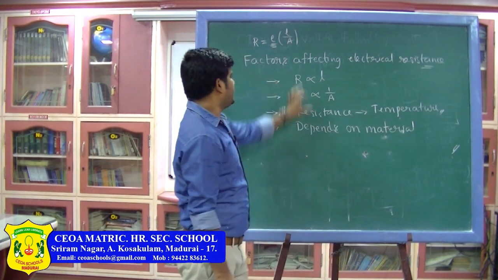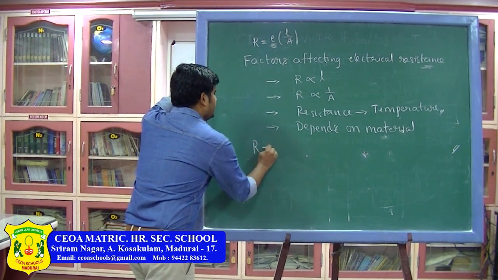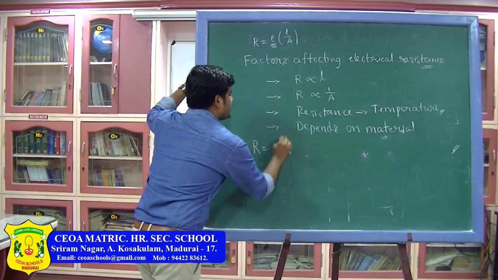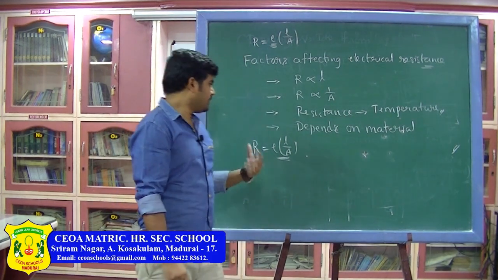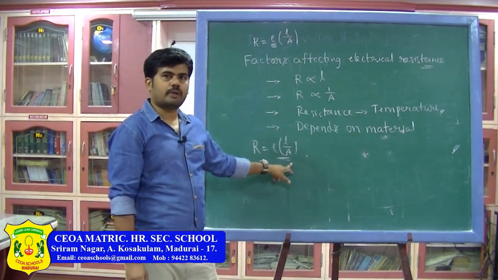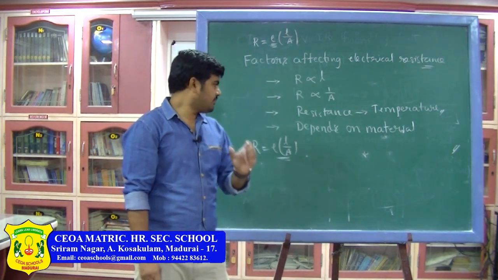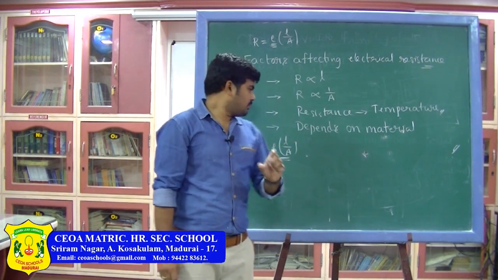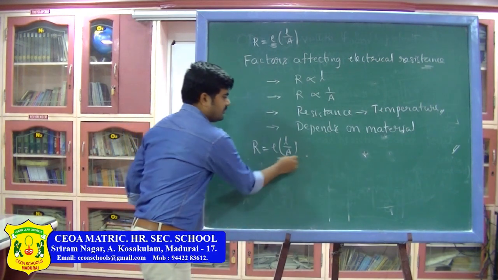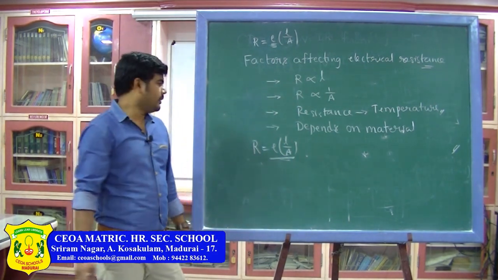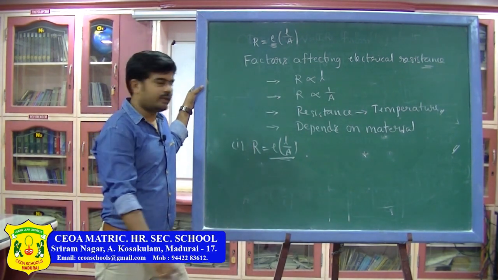Now, taking this equation, R equals rho L by A, let us get different forms of it. In the problem they will give different data; sometimes they will give volume, sometimes the mass of the wire. So, different physical quantities they will give. Based on the given data, we have to select the proper formula for electrical resistance. The first form is the direct form, R equals rho L by A.